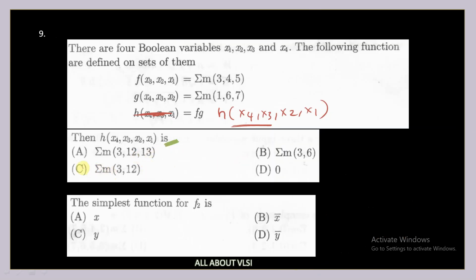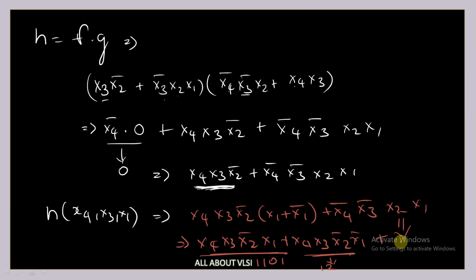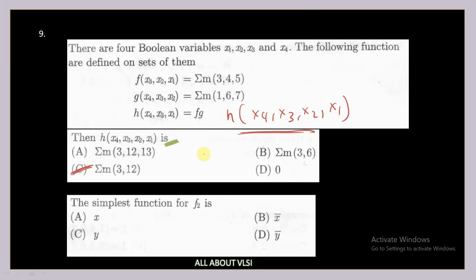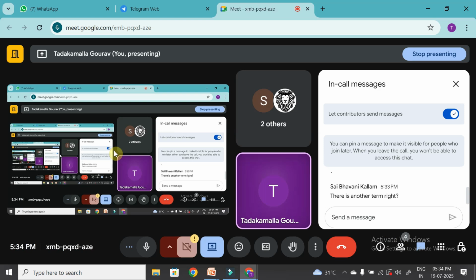12 and 13. This is option C. And this is, I have missed it. Okay, sorry. 12 and this one is 3. So it's option A, not option C. Okay, I've missed it. Yes. Now is it clear?